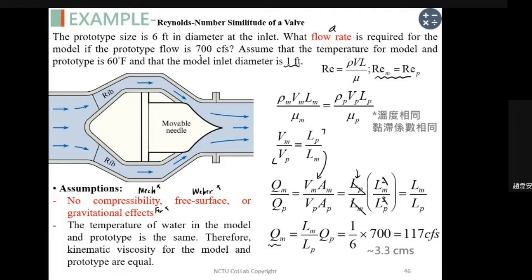So the exercise already shows you the discharge in the prototype is 700 CFS. And the ratio, actually we know that the model inlet diameter is 1 ft and the prototype is 6. So the ratio in here is 1 over 6 multiplied by 700 CFS. And then finally we will have the answer for the discharge in the model is 117 CFS. It's around equal to 3.3 CMS.